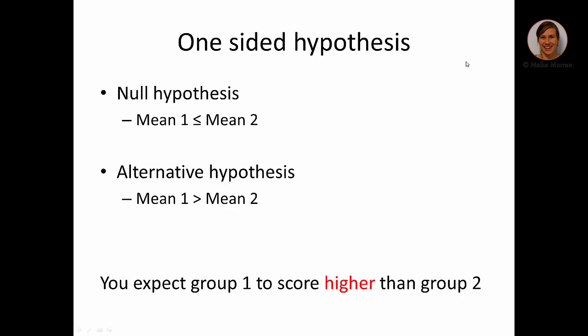In contrast to a two-sided hypothesis, where you just test whether the difference between means is zero, in a one-sided hypothesis you will test whether the mean in one group is higher or lower than the mean in the second group. Now, in this slide I formulated the hypothesis in such a way that the null hypothesis tests that the mean in the first group is smaller or equal to the mean in the second group. If you reject this null hypothesis, you can accept the alternative hypothesis where you say that the mean in the first group is higher than the mean in the second group.